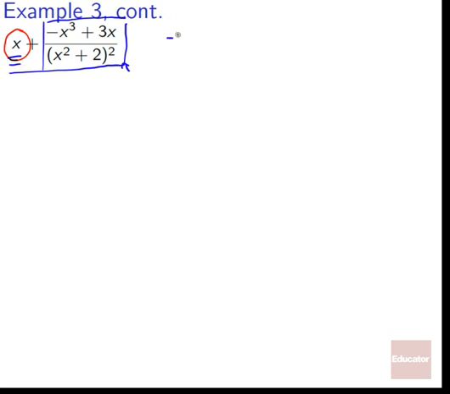All right, so negative x cubed plus 3x. Oh, that's one thing I forgot to do. Last time we had x to the fourth plus 4x squared plus 4. I quietly factored that without ever mentioning that. It factors into x squared plus 2 squared. Sorry about that. Hopefully that isn't too confusing. Negative x cubed plus 3x over x squared plus 2 squared.